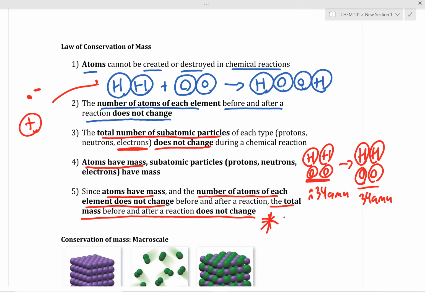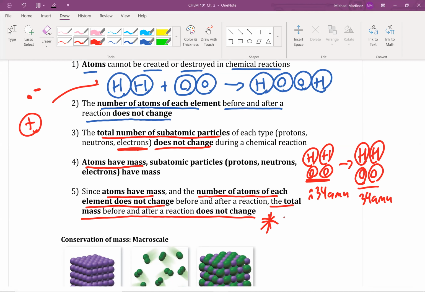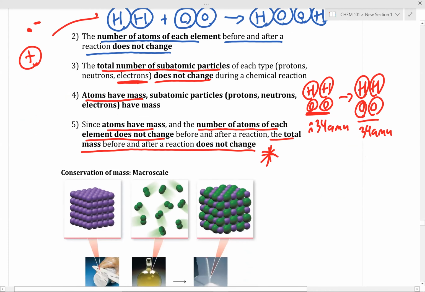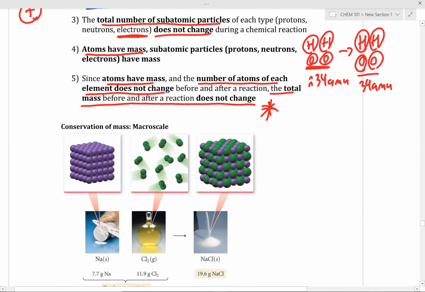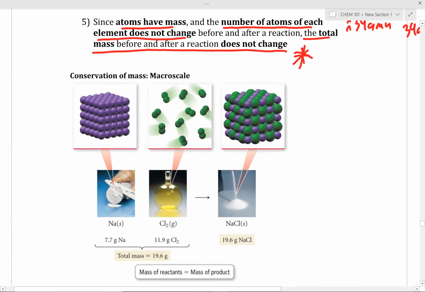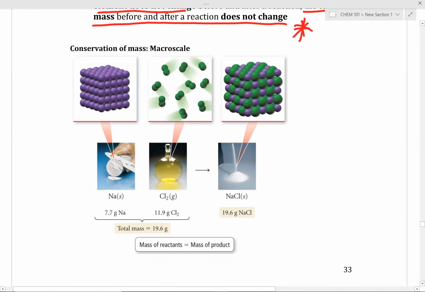So how can we see this at a macro scale? We aren't able to look in and see the individual atoms and particles, but what we are able to do is run a lot of chemical reactions. So let's zoom in a little bit here. From a macro scale perspective, suppose you wanted to react sodium and chlorine to make sodium chloride, okay?